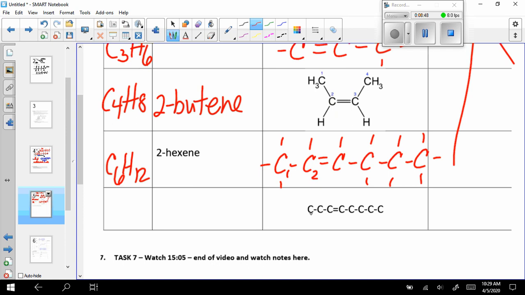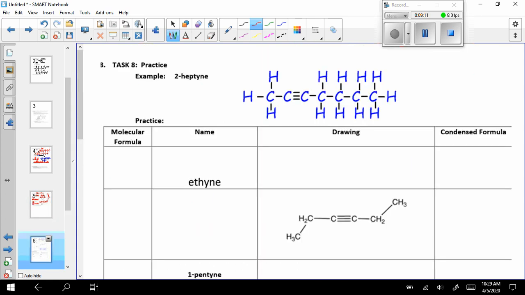All right, this one, 1, 2, 3, 4, 5, 6, 7, 8. So that tells me oct. There's a double bond, so it's ene. I'll count 1, 2, 3. So the double bond comes after the third carbon. Oct is 8, so C8H16. All right, then you watch the next section, and here's the next practice.